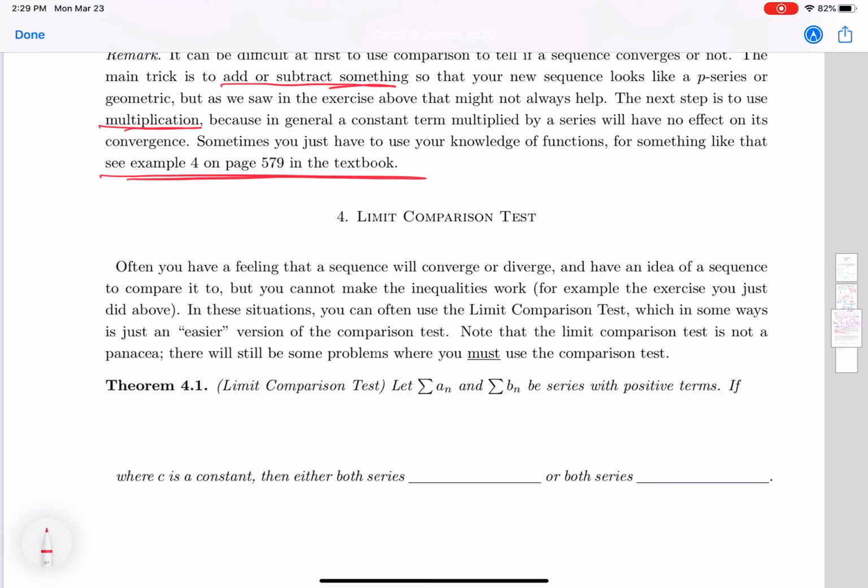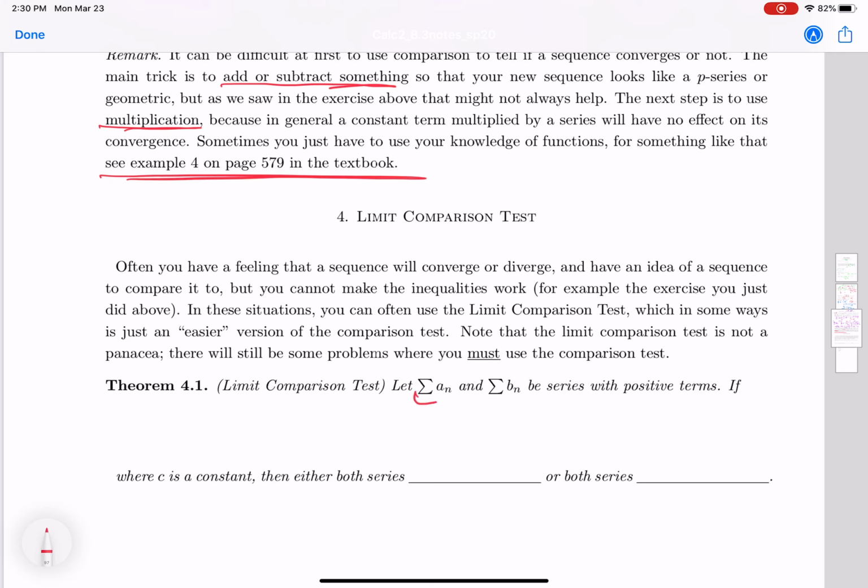It's kind of just an easier version of the comparison test. And the idea is if you know that one series is really like another series, then the limit comparison test is often the one you want to use. It won't always work, and we'll do an example of that in a little bit. But first, let's just define it.